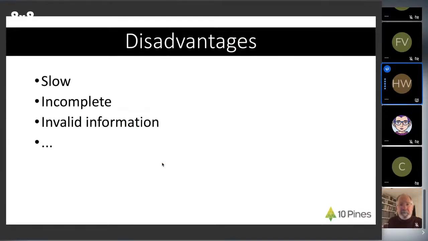Sometimes it's slow, or the information is not complete. Sometimes you get invalid information. It's not that easy, and we know that because if it was a great solution, all dynamically typed languages would use it, and they don't.